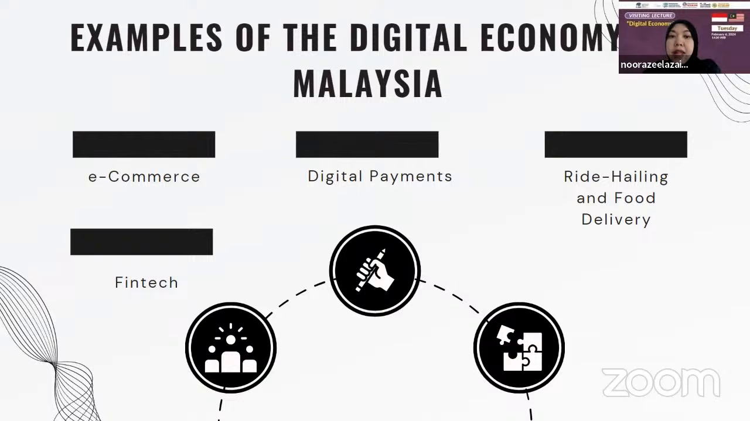And then ride-hailing and food delivery: ride-hailing platforms like Grab and food delivery services like Foodpanda and GrabFood have experienced significant growth in Malaysia, providing convenient transportation and food delivery options through mobile apps. So if you want to order your food, you can go through Foodpanda and GrabFood.